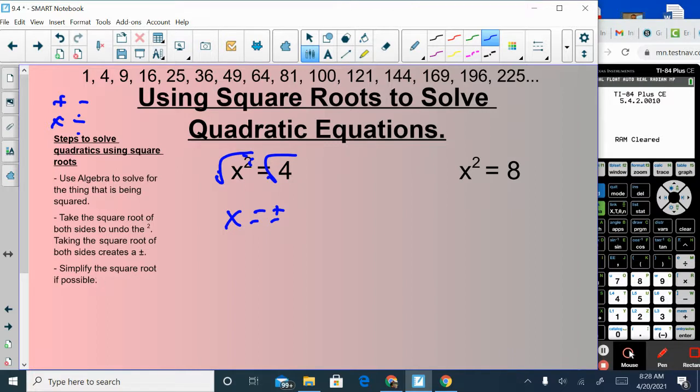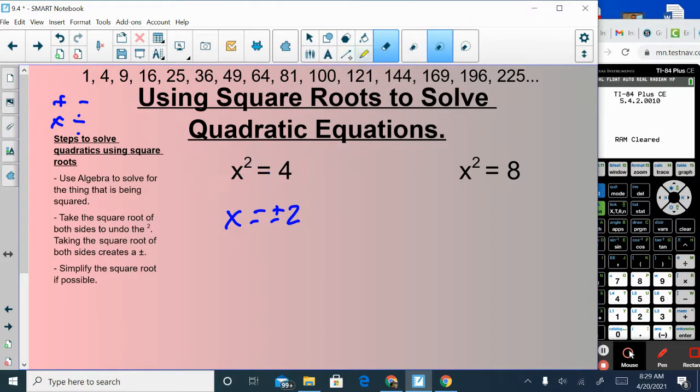And then simplify the square root if possible. We all know what the square root of 4 is. That should be memorized at this point. We know that the square root of 4 is 2, but because we took the square root of both sides, it's not just 2, it's plus or minus 2.